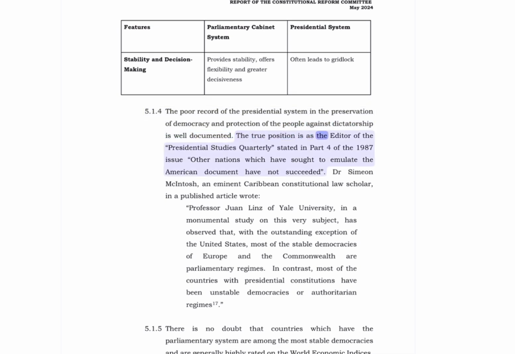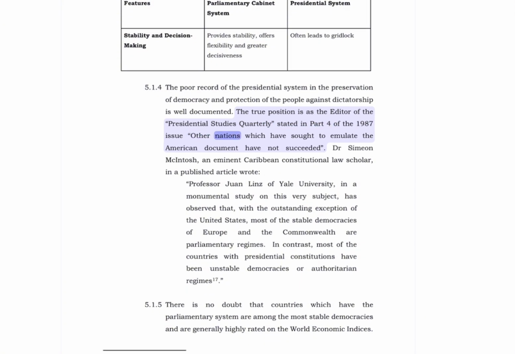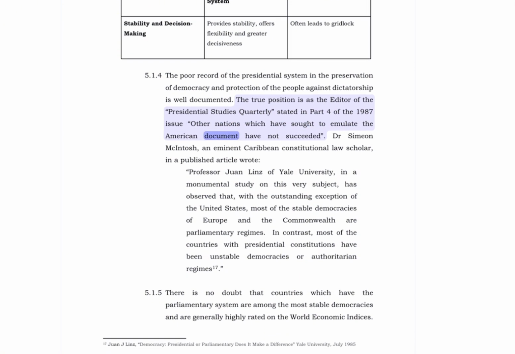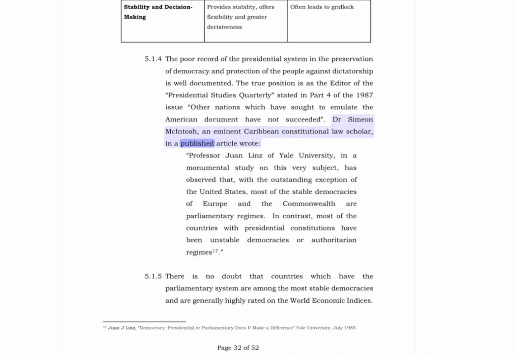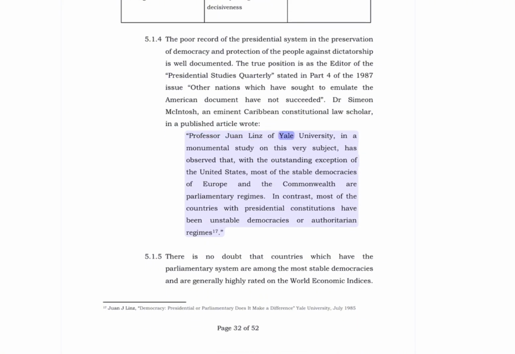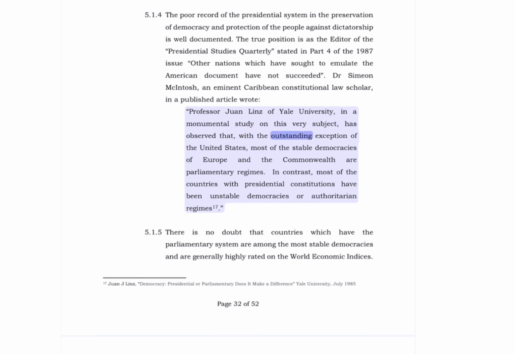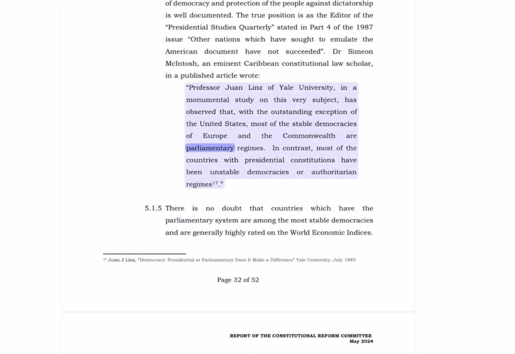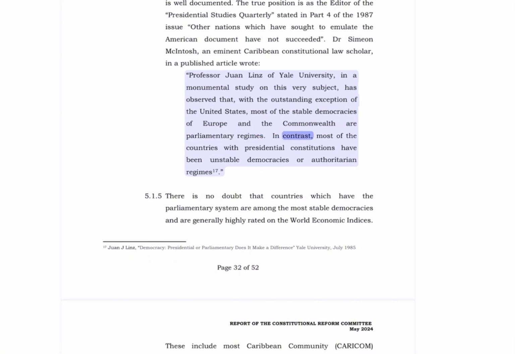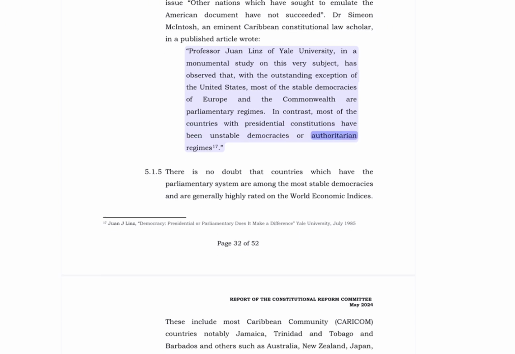The true position is, as the editor of the Presidential Studies Quarterly stated in Part 4 of the 1987 issue, other nations which have sought to emulate the American document have not succeeded. Dr. Simeon McIntosh, an eminent Caribbean constitutional law scholar, in a published article wrote, Professor Juan Linz of Yale University, in a monumental study on this very subject, has observed that, with the outstanding exception of the United States, most of the stable democracies of Europe and the Commonwealth are parliamentary regimes. In contrast, most of the countries with presidential constitutions have been unstable democracies or authoritarian regimes. 17.